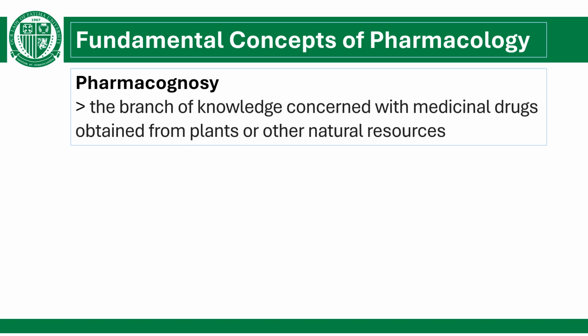Then we have pharmacognosy. It is a branch of knowledge concerning medicinal drugs coming from plants or other plant resources. We're talking about also how the plants or natural sources greatly benefit the patients or the medical practitioners in distributing the medications for the patient, even the pharmacists, how they'd be able to use these natural substances in favor of drug creation.